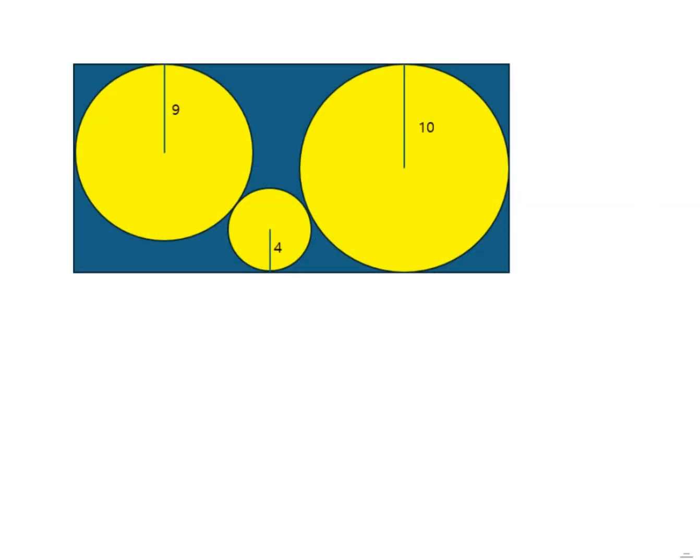Hello. This problem is to find the area of the rectangle. To solve this problem, we need some auxiliary lines. This one, and this one, and this one, this one, and like this. These angles are all right angles.